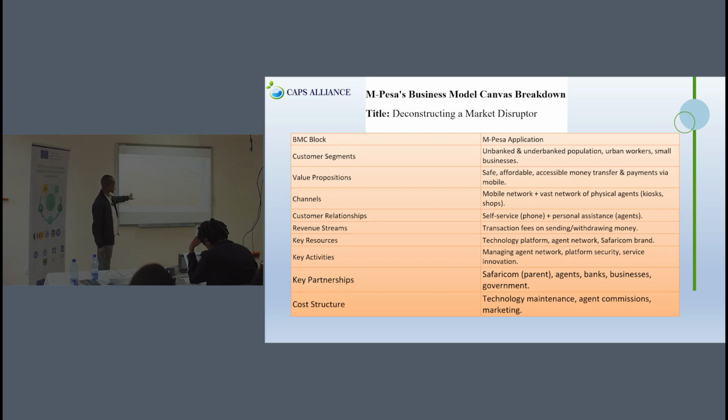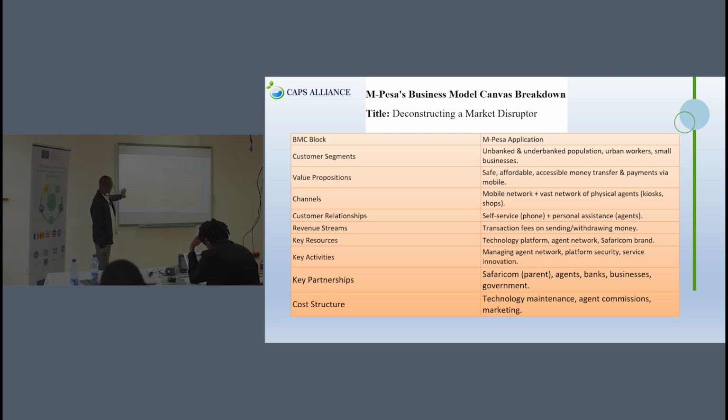Then we have customer relations. Under customer relations is self-service. You don't require any customer service. For you to pay an electricity bill, do you want to be guided on how to do it? You already know it. It is self-service on your phone. But in case it fails, you have to look at agents. There are several M-Pesa agents around the country.